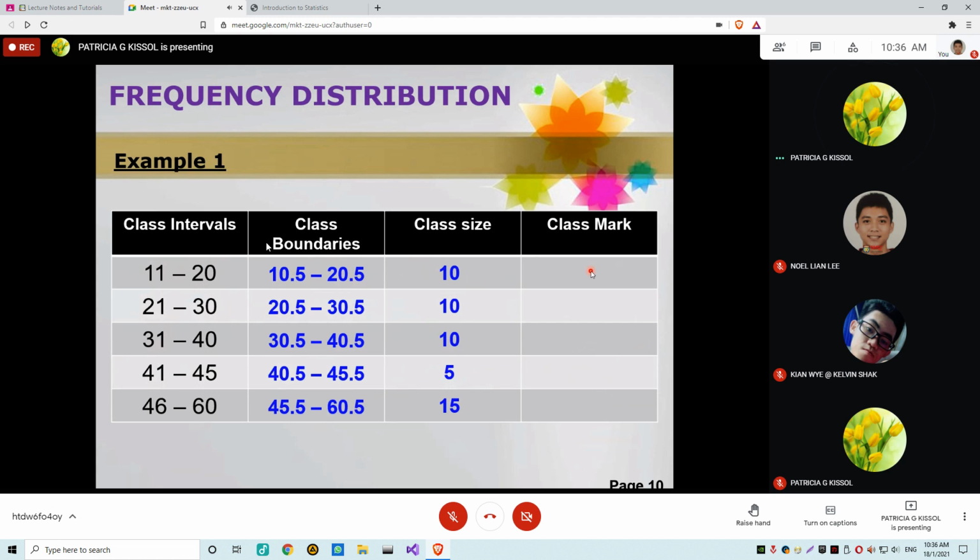Okay? But in terms of the class mark, you can use either. It still gives you the same answer. So for the class mark here, what you do is 10.5 plus 20.5, you divide by 2, then you get 15.5. So all these are your class mark and your class size. And notice that in this example, the sizes are not the same. The first three, the size are the same, 10. Then we have size is 5. Then we have size is 15. So some questions, they have the size not the same, okay?